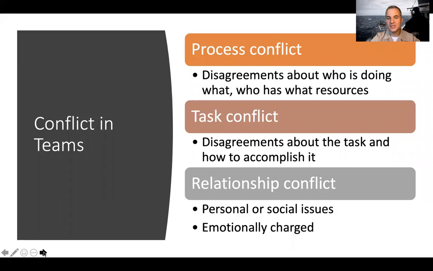The first thing here is to understand that there are different types of conflict. And so when we look at conflict, we need to think about it in three different dimensions. There's process conflict, there's task conflict, and there's relationship conflict. So let's start at the bottom there. Relationship conflict. This is what, when people normally think of conflict, this is what they're talking about.